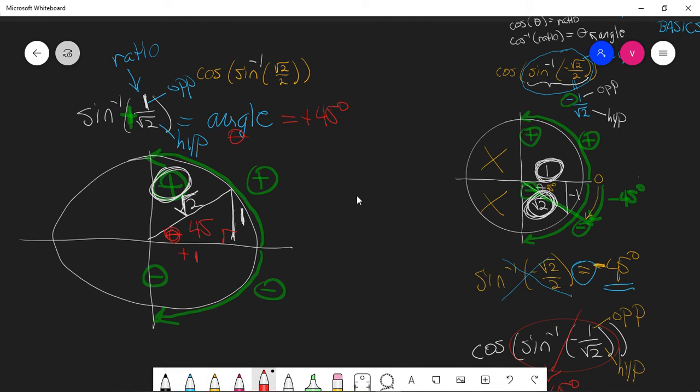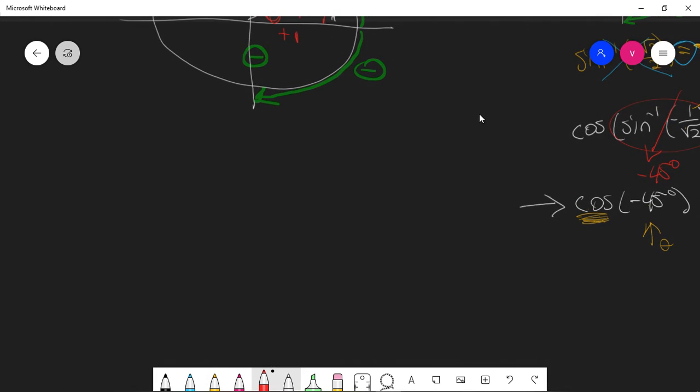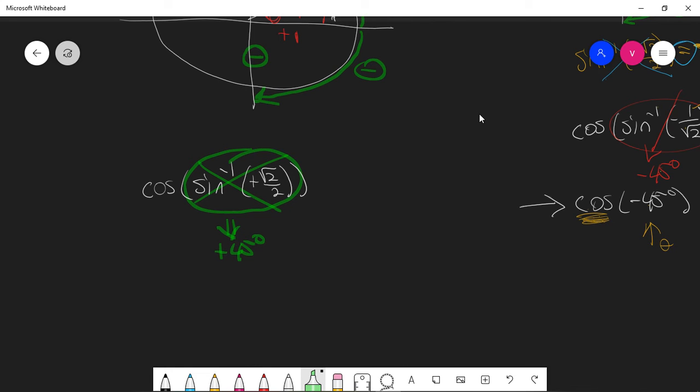So now we're going to rewrite this problem. Let me go down here and rewrite it. So you had the cosine of the sine inverse of positive root 2 over 2, or 1 over root 2. This whole thing right here was equal to positive 45 degrees. So if these two things are equal, I can substitute this out with this other answer here. So now our problem is the cosine of 45 degrees.